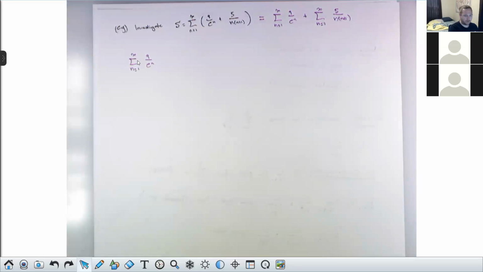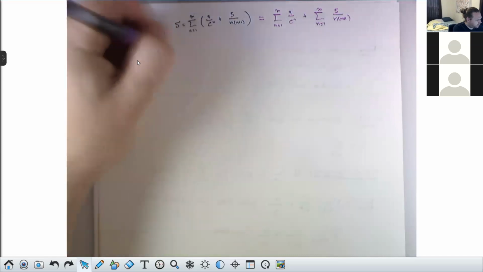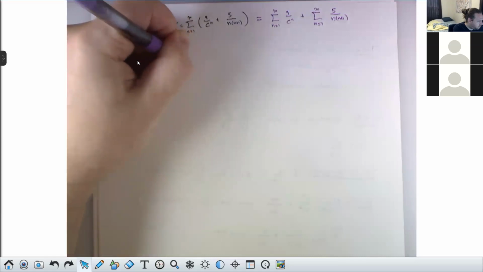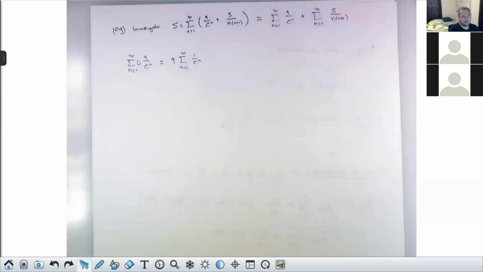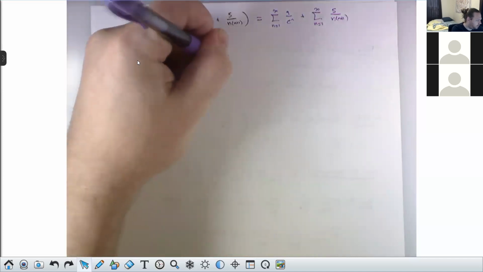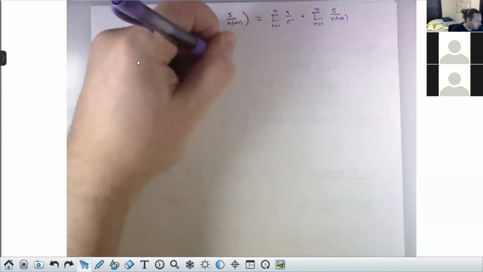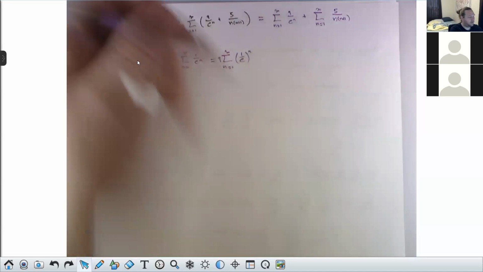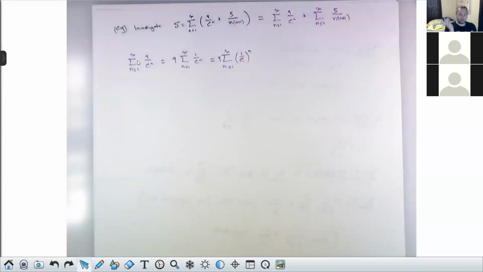I can tell you what I would do. 9 over e to the n is the same as 9 times 1 over e to the n. So just like I would if this were an integral, I can pop out the 9 and rewrite the series like this. The 9 is still here, n equals 1 to infinity, and 1 divided by e to the n is the same as 1 over e all to the power of n. And from here, we can see that the series is geometric.